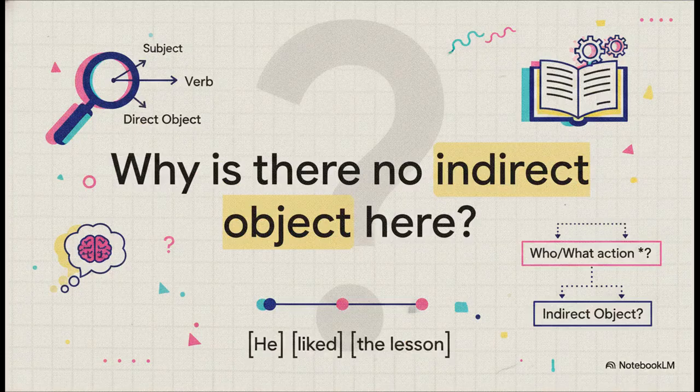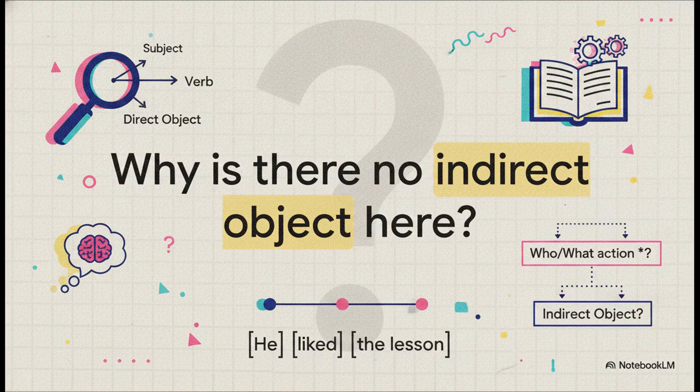I'm going to leave you with this final puzzle so you can apply your brand new grammar detective skills. Look really closely at this sentence. Sean liked my lesson on direct object. We have a subject, we have an action verb, and we even have a direct object. He liked what? The lesson.